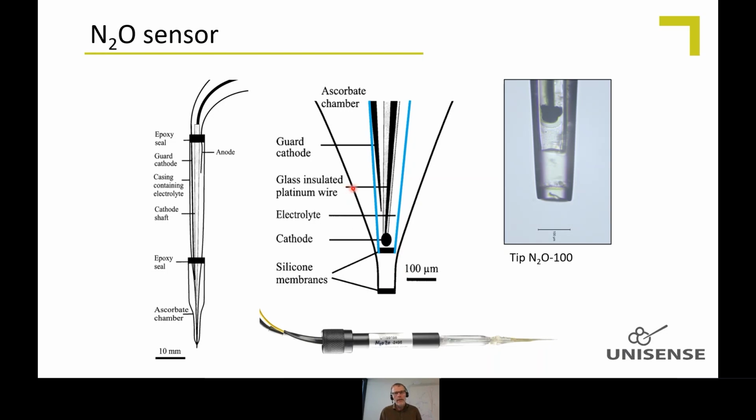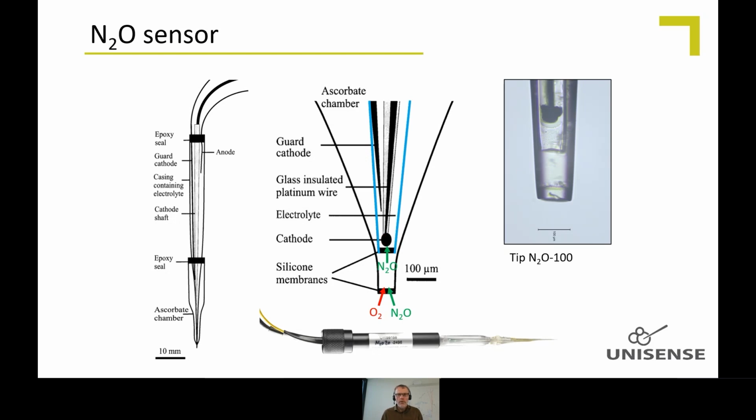The reason for that is that this cathode would measure both oxygen and nitrous oxide if it was getting in there. The ascorbate is able to remove oxygen, so when a mixture of oxygen and nitrous oxide enters through the silicone membrane in the front, oxygen will be removed here before nitrous oxide is then measured inside.